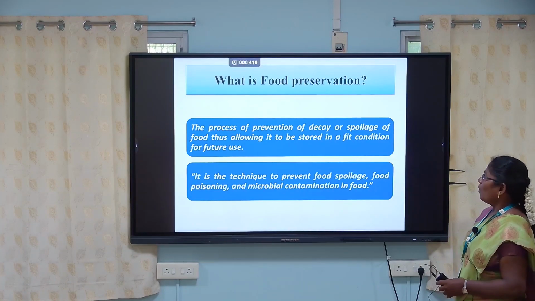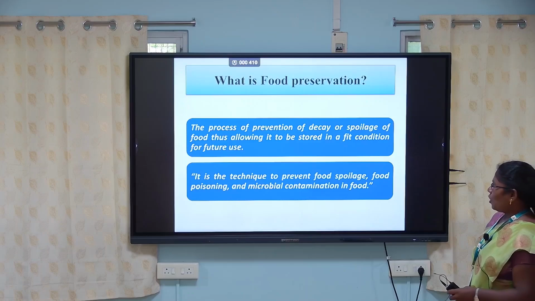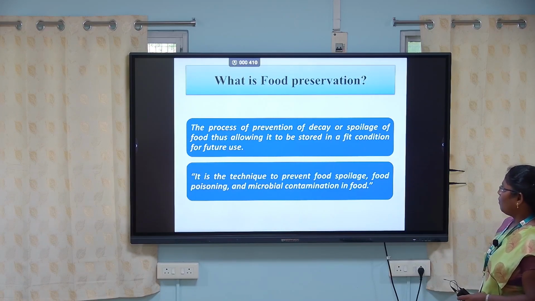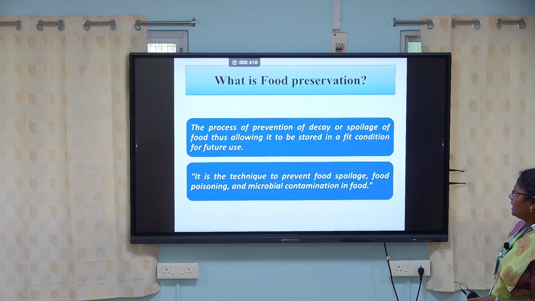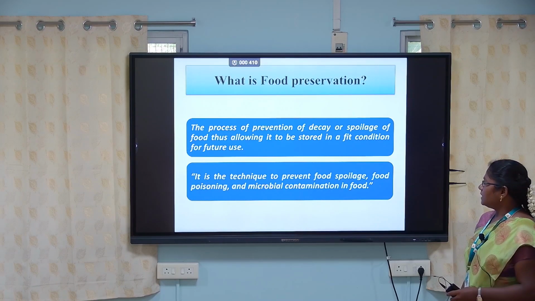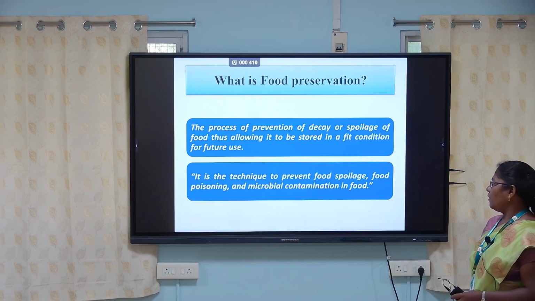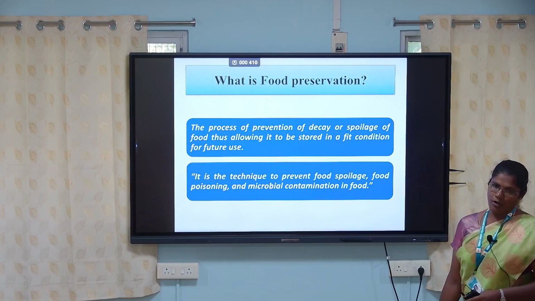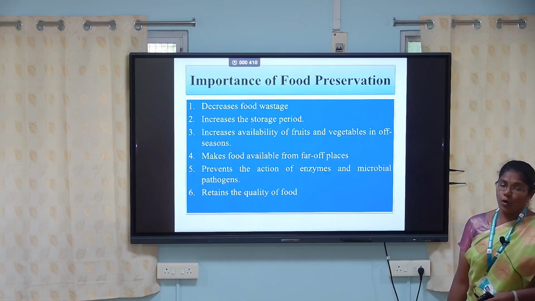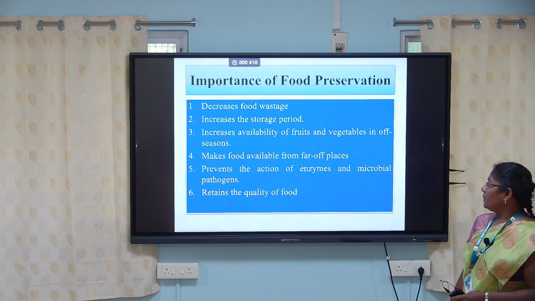So, first, what is food preservation? It is a process of prevention of decay or spoilage of food, thus allowing it to be stored in a fit condition for future use. It is also defined as the technique to prevent food spoilage, food poisoning and food microbial contamination in food products.